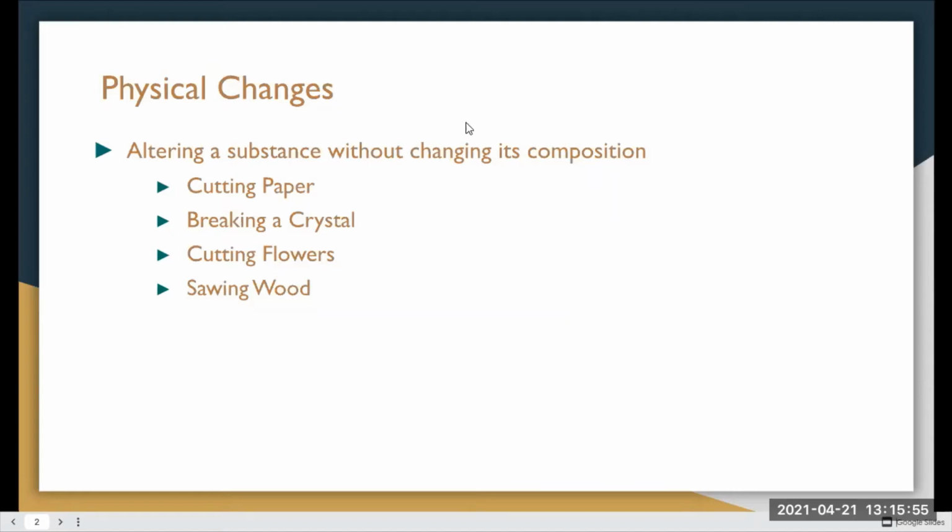So when you're thinking yourself through whether it's a physical or chemical change, it doesn't matter if there's more pieces or if it looks different. If the composition remains the same, as in you can still recognize it as paper, you can still recognize it as its original substance, it's a physical change. So things like cutting paper or breaking a plate or breaking a crystal, cutting flowers, it's still a flower. Sawing wood, yeah, you might have different pieces of wood, tearing, ripping, poking, cutting. All of those things denote a physical change.